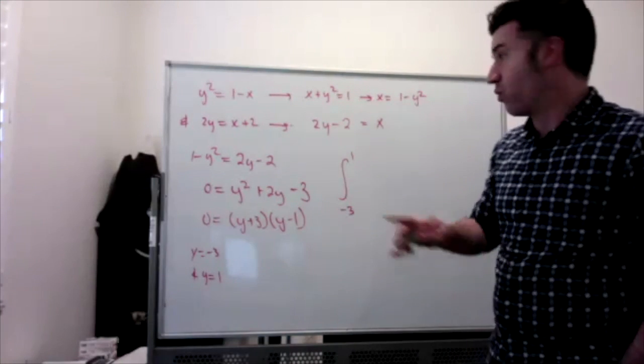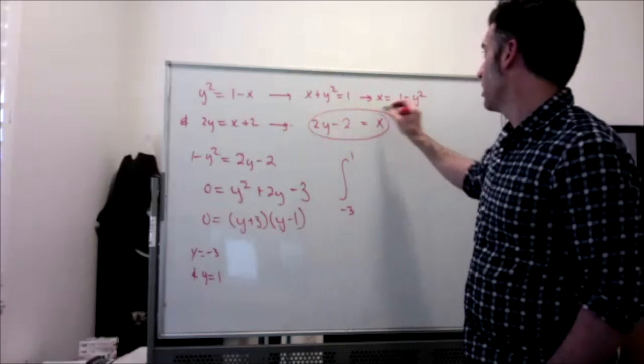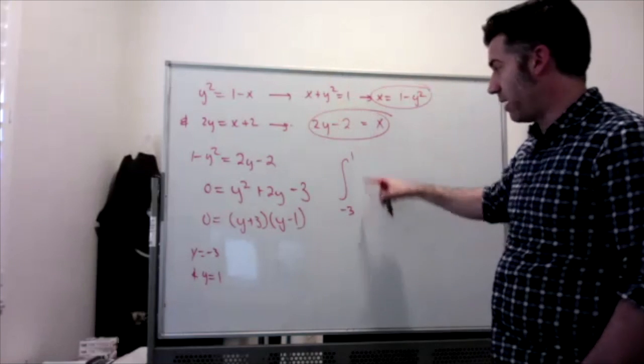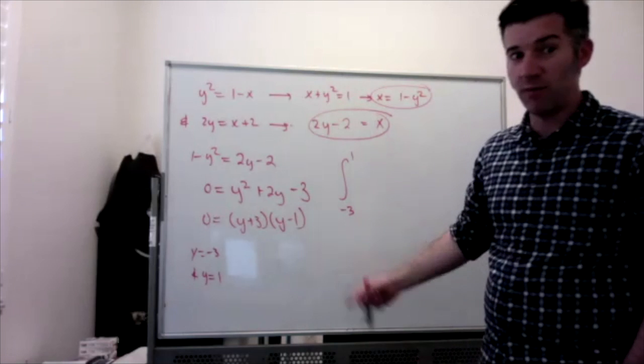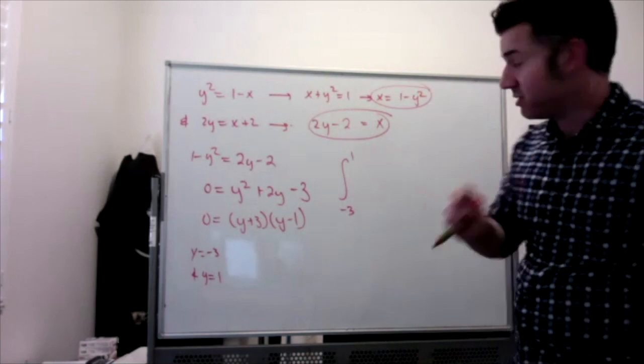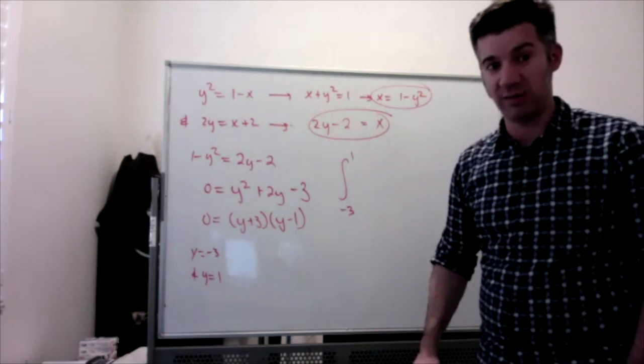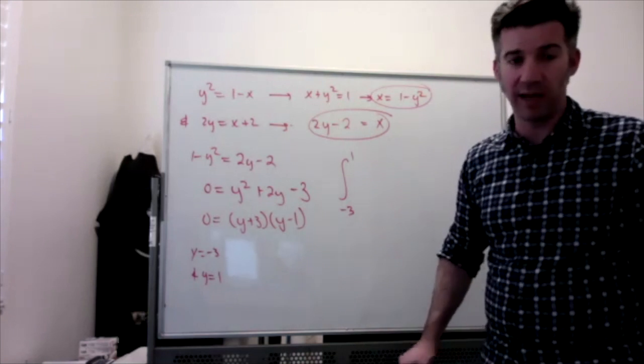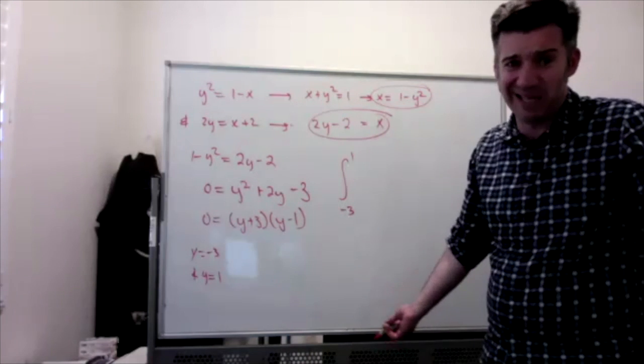And I want to figure out which of these two functions is the bigger function on that interval. So pick any number between negative 3 and 1. I'm going to pick 0 whenever I can. Since 0 is between these two numbers, that's the choice I want. You can pick negative 1 or negative 2, but 0 is like the easiest thing, so pick 0.